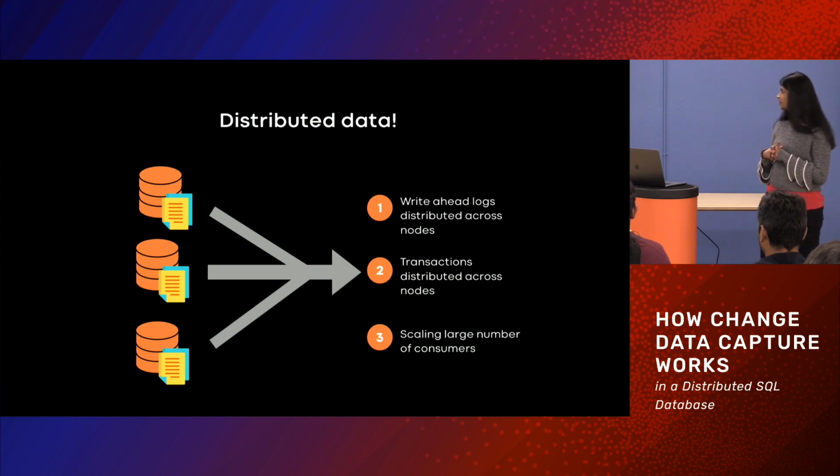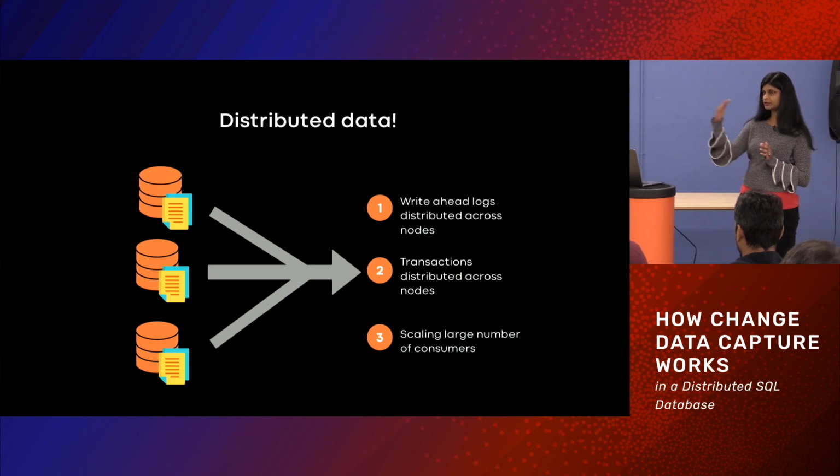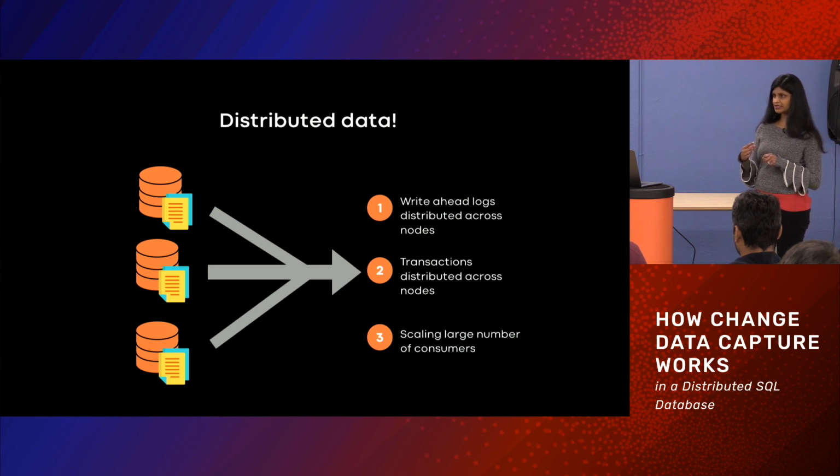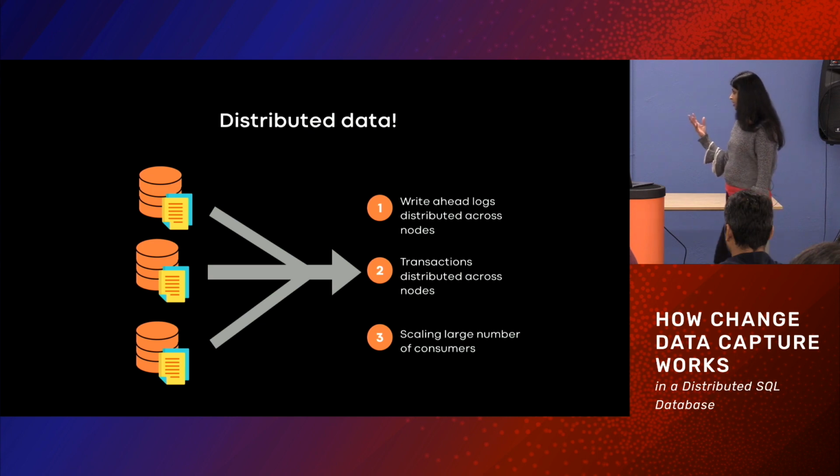Like I mentioned before, one table's data is divided into different shards, and these shards are stored on different nodes, right? Which means that your write-ahead logs are also stored across different nodes. What that also means is if you have a transaction that's writing multiple rows, the writes for those rows are now written on different WAL logs on different nodes, right? So we need a way to consolidate that information and correctly stream that data out. So that adds a layer of complexity.